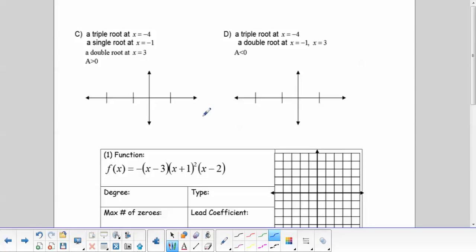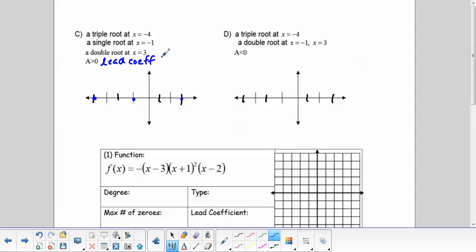Okay, pre-calculus students, we're on page 2 of your graphing polynomial notes. These problems are similar to the ones we just did. This time we have a triple root at -4. Let me add a few more lines to this, and this, and while I'm at it, I'll just do this one. So -4, -1, and 3.